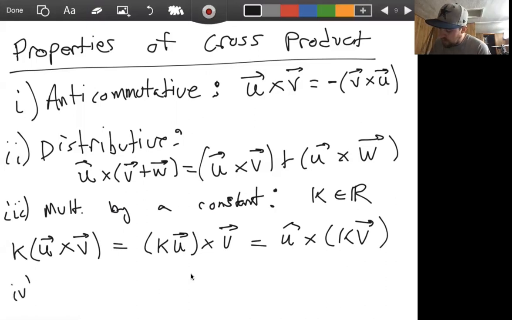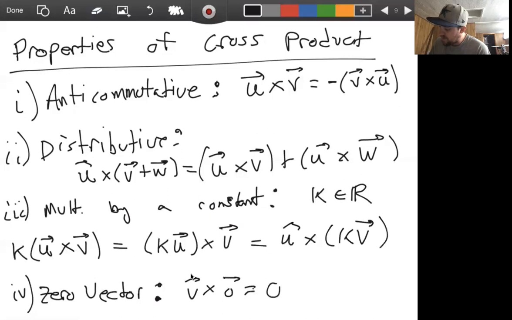The fourth property is dealing with the zero vector. And basically it says that the zero vector acts as you would expect. And it says that v cross the zero vector is the same as the zero vector cross v, which is 0. And you could prove this pretty quickly just by looking at the formula for cross product and seeing that every term would have a 0 in it. So the whole vector vanishes.